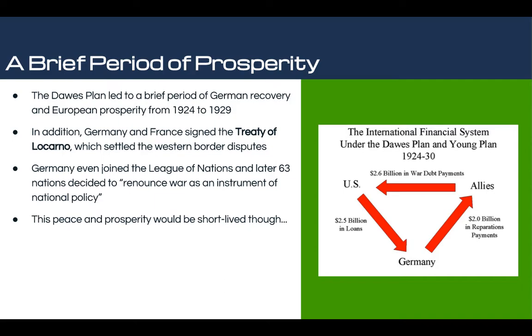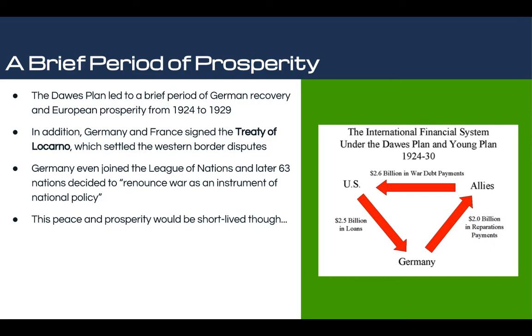And so it leads to a brief period of recovery and prosperity in Germany in the latter half of the 1920s. In addition to this, Germany and France ended up signing the Treaty of Locarno, which settled their western border disputes, and Germany even joins the League of Nations. And later, 63 nations decide to renounce war as an instrument of national policy. So these are all things that were pointing to kind of what might be a really good situation in the world. They had overcome some problems by the end of the 1920s, a decade after the war. Oh man, things are looking good.